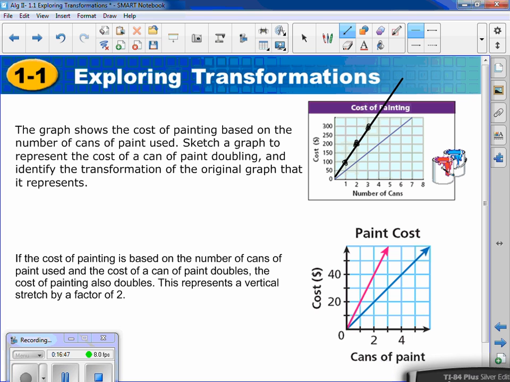Now, what type of transformation am I taking? Is it a translation? Did I just take the graph and slide it up and down, left and right? No. Did I do a reflection? Did I flip it from one side to the other? No. So it has to be a stretch or a compression. Did it get bigger or smaller? Technically, the slope is now steeper. It is now a stretch. It has made it bigger. If the graph went lower, it would be a compression.